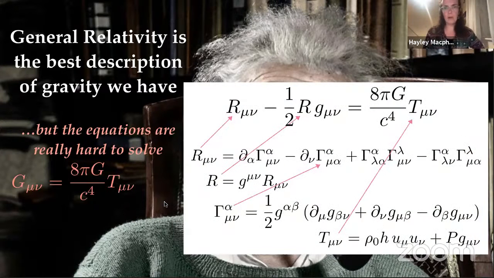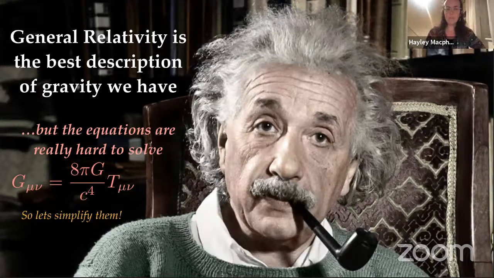Trust me, they're not. So this is just a quick look into what these equations actually look like when you expand out each one of these terms. And trust me, this is just the beginning. So what we do in most areas of physics, and definitely in cosmology, is we simplify them. So we make some assumptions that make the equations much easier to solve.